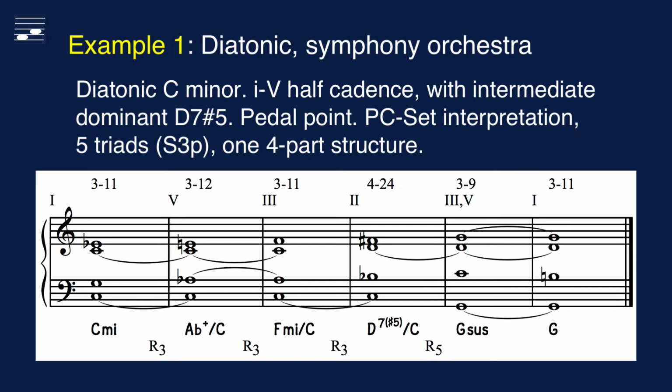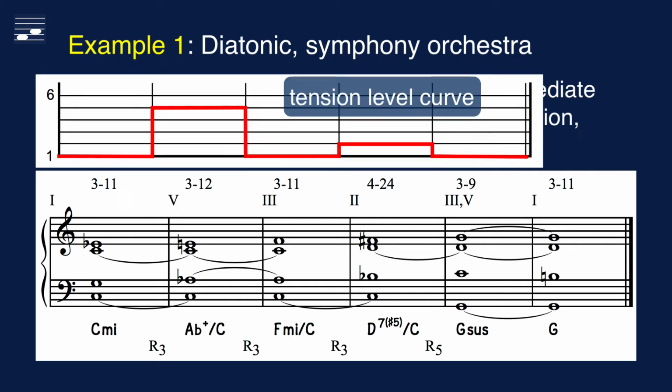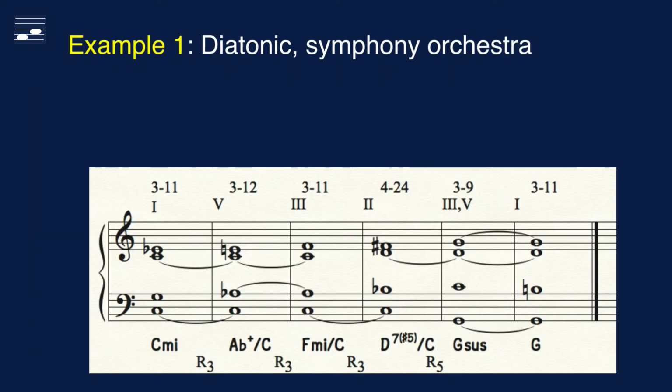The chord progression is in C minor with a tonic pedal point. There is an extended half cadence from minor tonic to dominant degree. PC set labels and group tension level are shown above the staff. There are 5 triads and 1 inverted intermediate dominant 7th chord with alteration. See the D7 sharp 5 over C in measure 5.